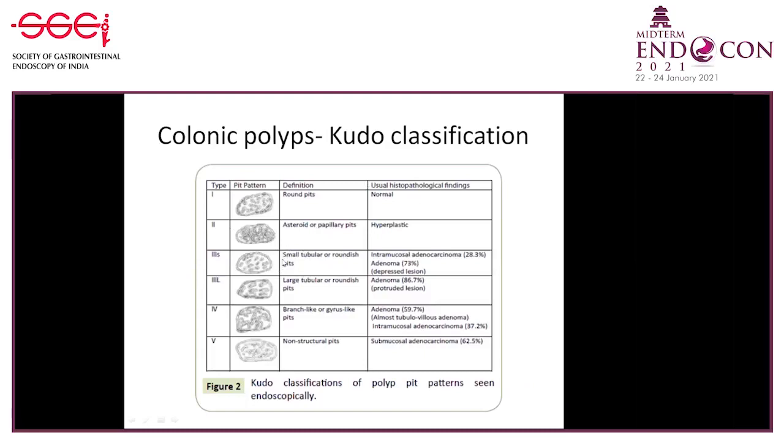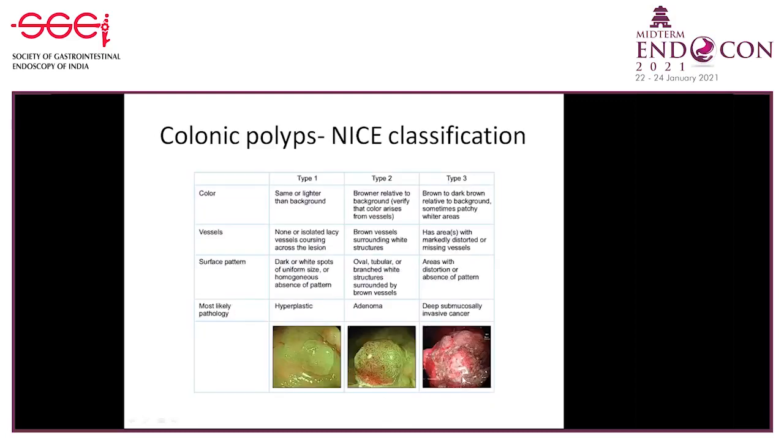Here, this is small tubular or roundish pits. It could be an adenoma, but more likely when we see these elongated pits, or branch-like or gyrate pits, it's more likely to be an adenoma. And when there is a loss of the mucosal pattern or a loss of structure, then it's more likely to be adenocarcinoma. Look at this bizarre appearance.